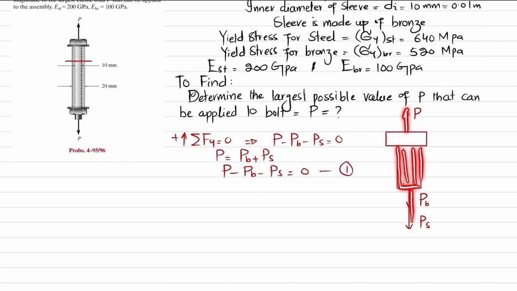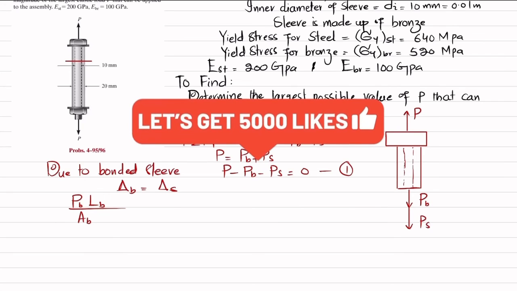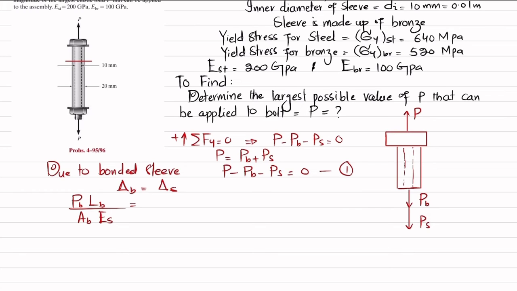Due to this load there will be elongation in sleeve and bolt, and both elongations will be the same because of the bonded sleeve: the change in length of bolt is equal to the change in length of sleeve. We know that the change in length of bolt is equal to PB into LB, length of bolt, divided by area of bolt into E of steel, because the bolt is made of steel. The change in length of sleeve is equal to P of sleeve into length of sleeve divided by area of sleeve into E of bronze, because this sleeve is made of bronze.